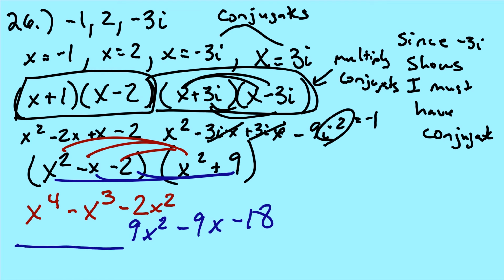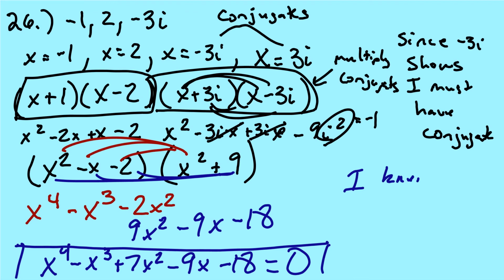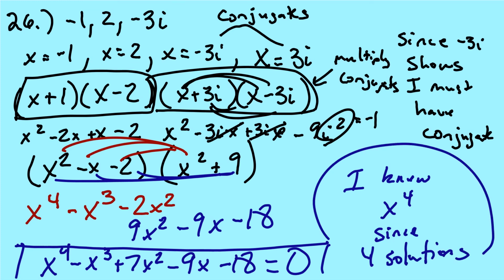I lined everything up. So my final answer is x to the 4th minus x cubed plus 7x squared minus 9x minus 18. I can either set it equal to 0 or I could put f of x in front. Doesn't really matter which one. I knew this was going to be x to the 4th since I had 4 solutions in the beginning. So that's one way to check your work. Alright, there was 1, there was 2, there was 3 they gave me, and the conjugate showed up as the 4th one. So that's it for 26.